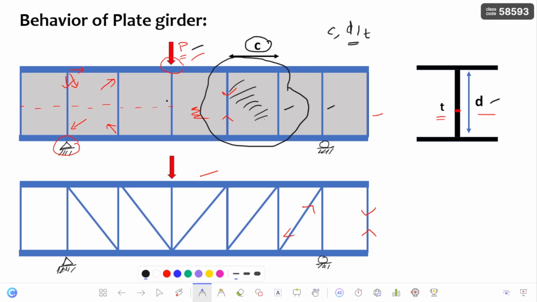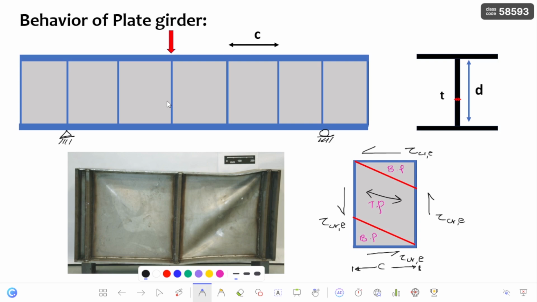And also the load can still be increased, and additional reserve strength is gained by the tension field action. So I already explained clearly that the strength is due to the initial buckling strength and also the strength which is generated after the buckling, which is nothing but the tension field action strength. Once the tension field comes into the picture, the girder acts like an end truss.